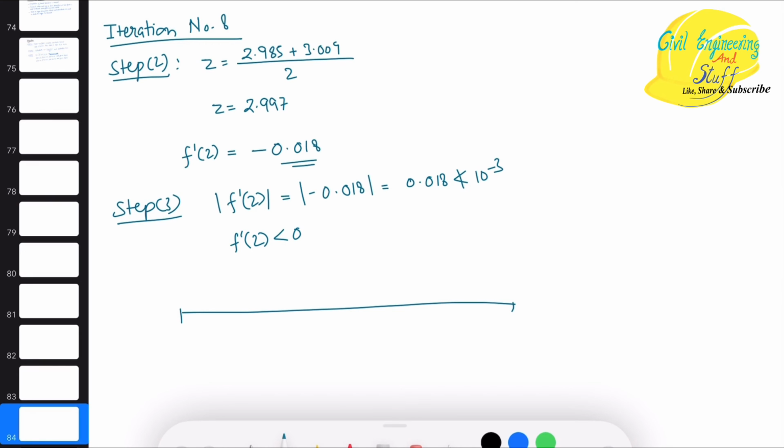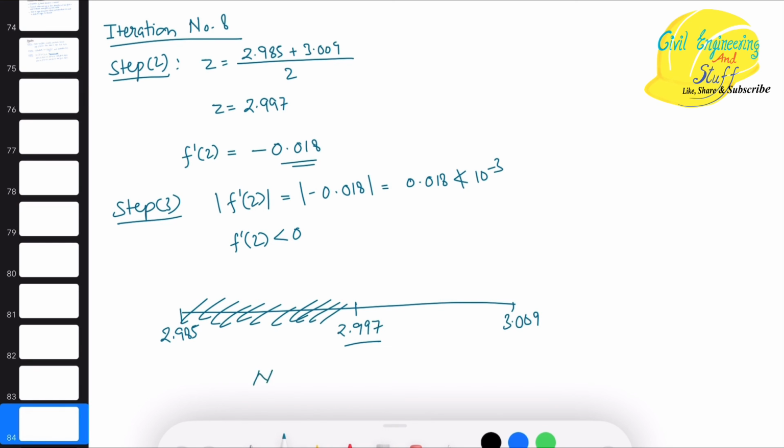So if this is the case, 2.985, 3.009, the midpoint was 2.997. Which region should we reject? Since our f dash z is less than 0, we are going to find out the new x1 point, and if this is our new x1 point, we do not need this, right?